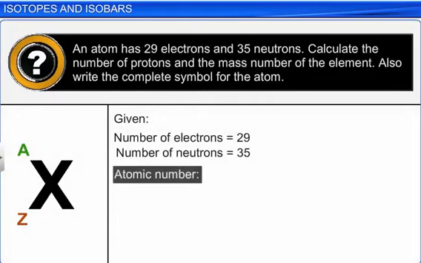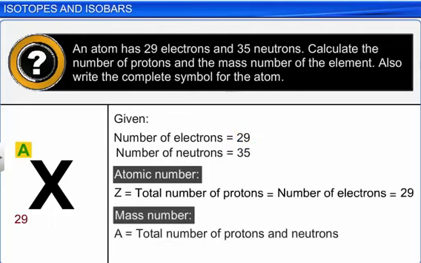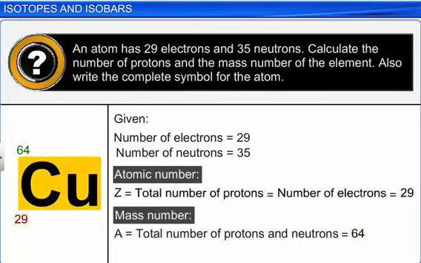Since atomic number Z is equal to number of protons, which is also equal to the number of electrons in the atom, we can say that the number of protons is 29. We know that mass number A is equal to the sum of the numbers of protons and neutrons. Hence, the mass number of the given element is equal to 29 plus 35, which is equal to 64. Since the atomic number of the element is 29, the atom is copper. The complete symbol for the atom may be represented as shown here.